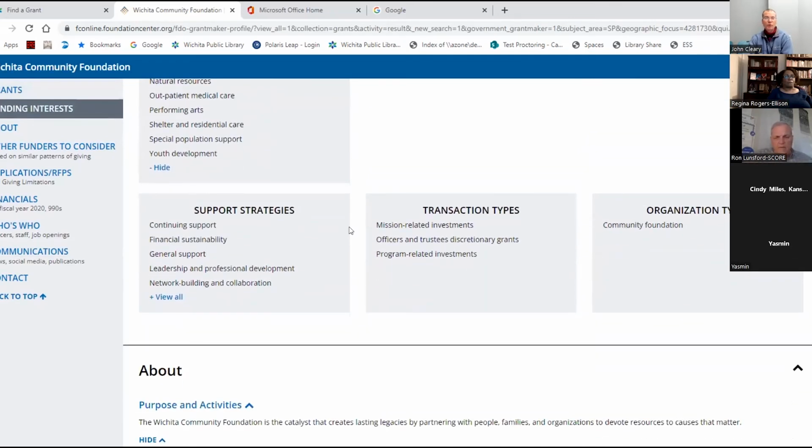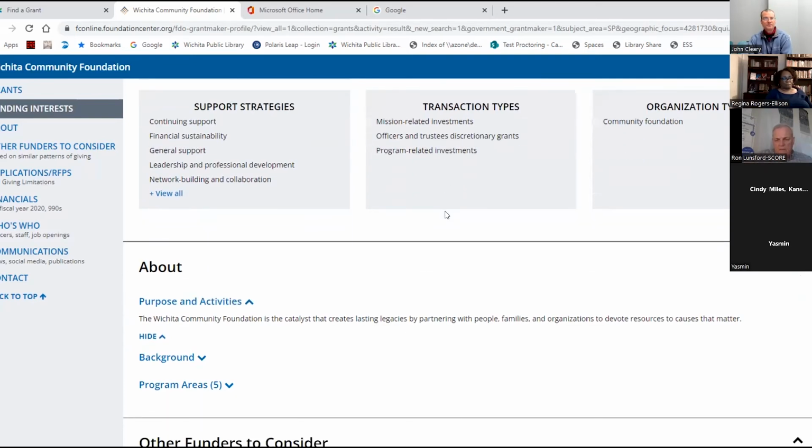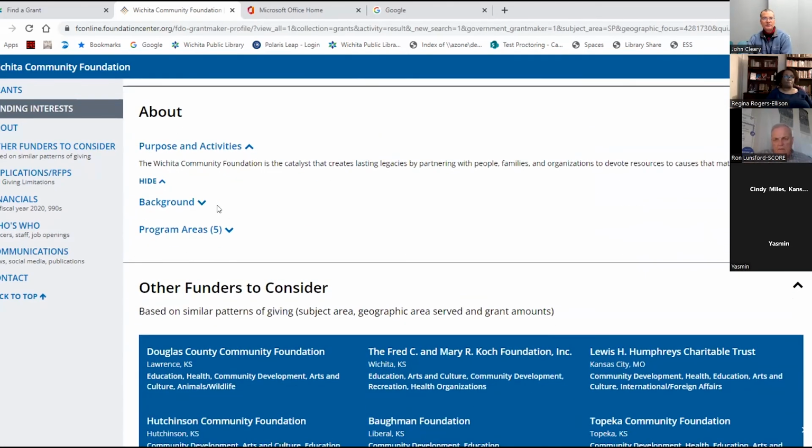Cindy mentioned some different support strategies. So if you're building a new building, or if you need cell phones or computer equipment, you want to look at the support strategies. Here's listings for continuing support, financial sustainability, general support, leadership and professional development, and network building and collaboration. It also covers the different transaction types of the grants. Sometimes they'll list matchings in here as well, matching type grants. A little bit of information about the foundation.